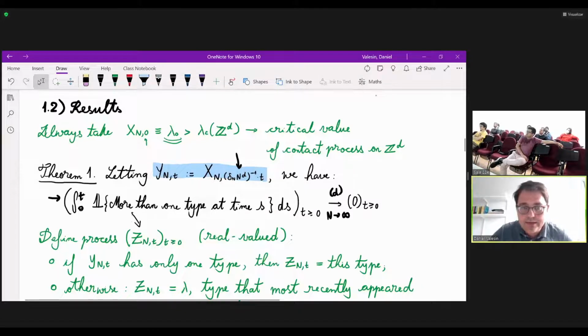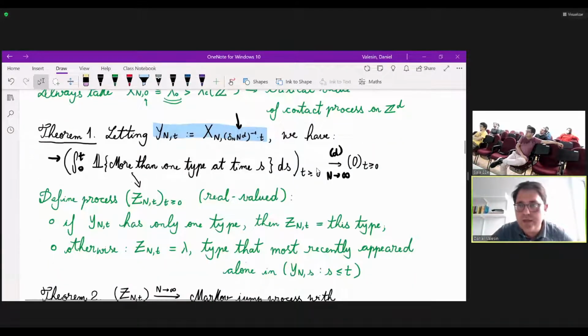Otherwise, you let Z and T be equal to the type that was most recently alone in the space, right? So if T is a time of competition, then you have to look backwards in time and look at what was the type that most recently was winning. So this Z process is indeed showing you who's winning at a particular time, or at least most recently.